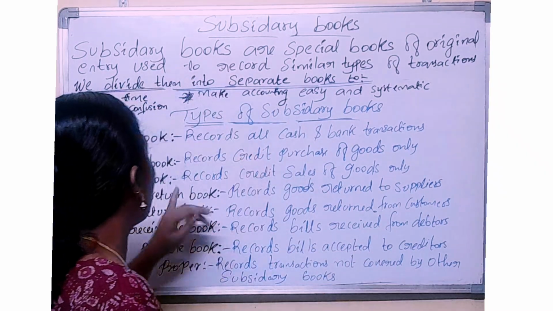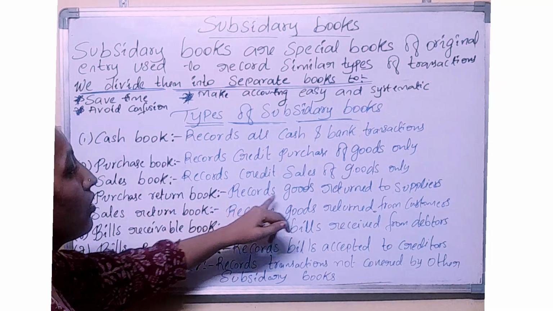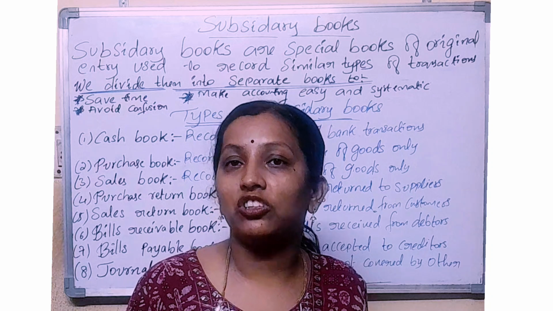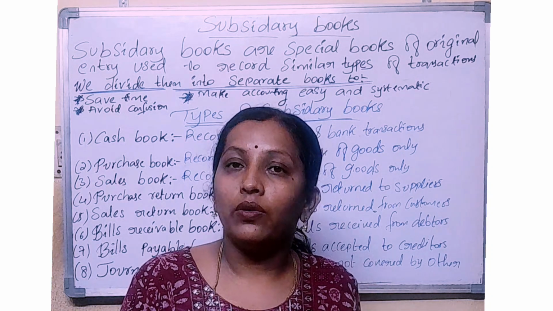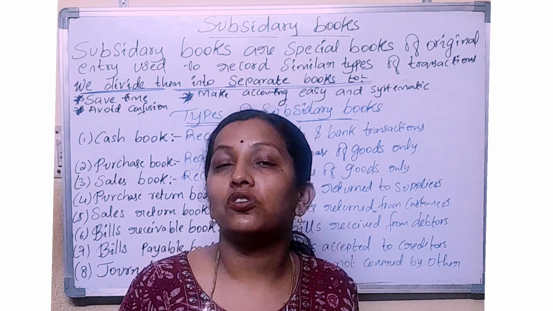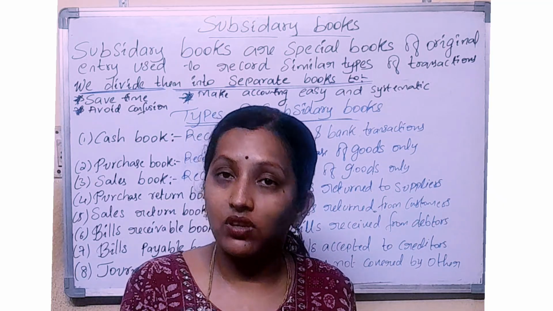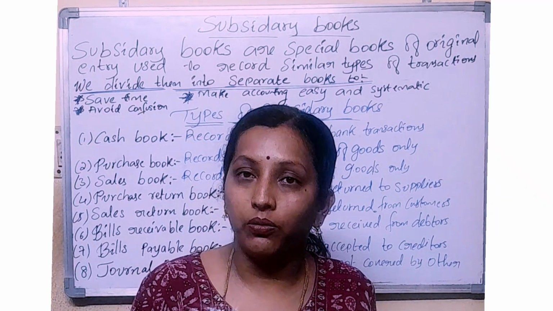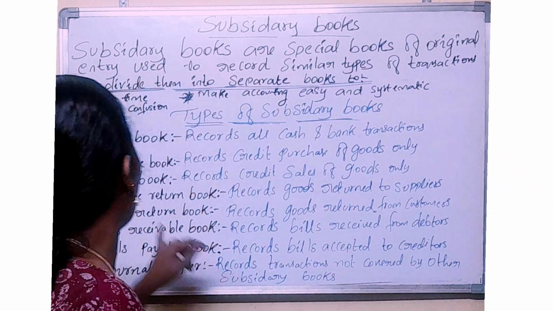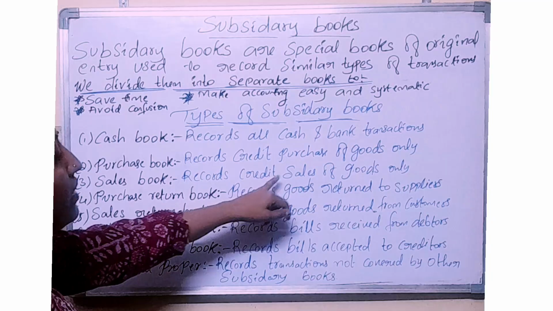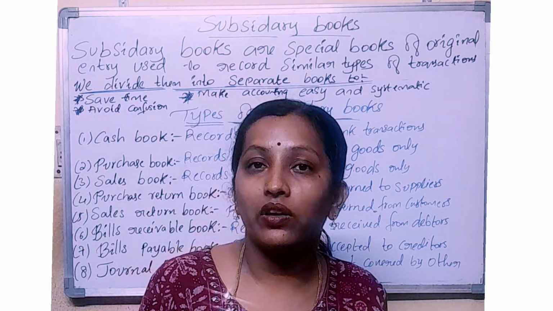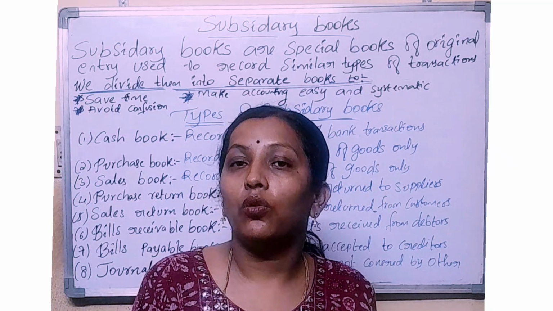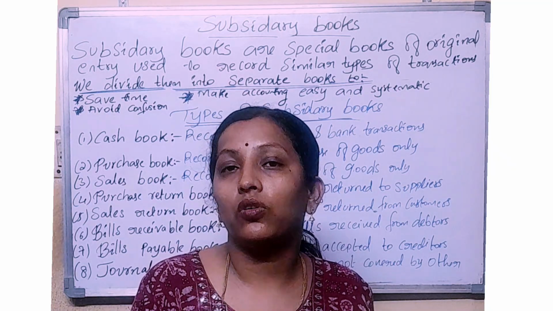Now purchase returns book. Purchase return book records goods returned to the supplier. Whatever goods we have purchased on credit, if we return them, that is recorded in the purchase return book. To whom are we returning? To the supplier, from where we bought the goods, to them we give back, right? Now see, sales book records credit sales of goods only. Just now I said sales book means we are selling the goods or products, so we record them in the sales book.